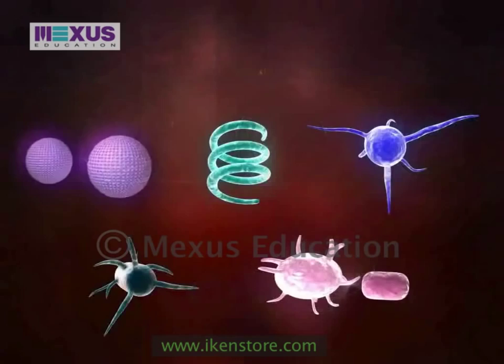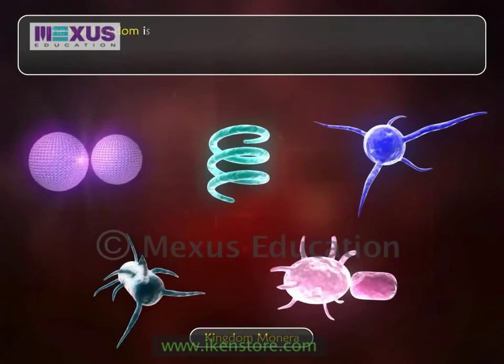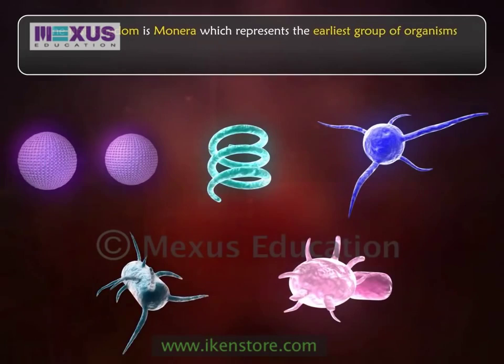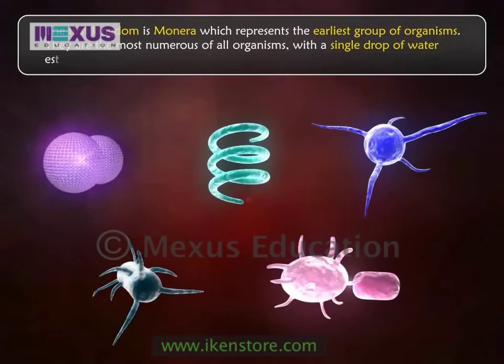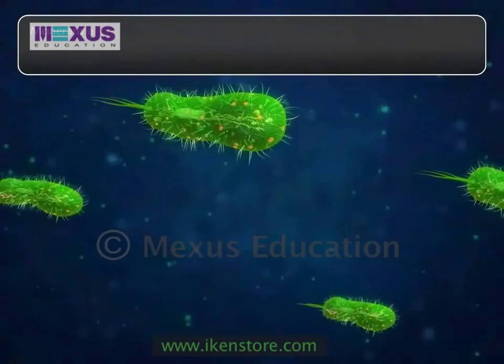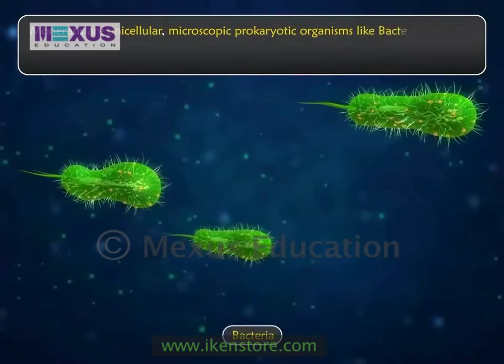Let's look at each kingdom one by one. The first kingdom is Monera, which represents the earliest group of organisms. They are the most numerous of all organisms, with a single drop of water, estimated to contain 50 billion bacteria. Monerans are unicellular, microscopic prokaryotic organisms such as bacteria.